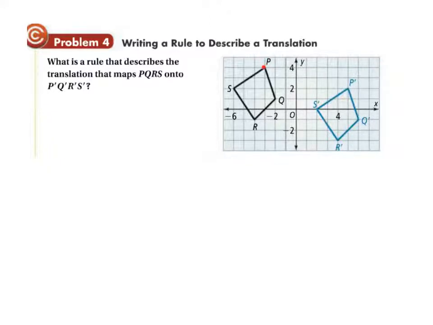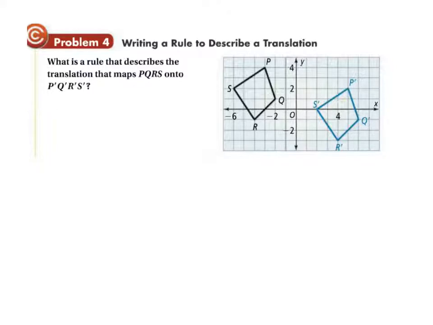I'm going to grab P. And it looks like P went 1, 2, 3, 4, 5, 6, 7, 8 units right, 1, 2 units down. Now I could check that with all of them, but they'll all do the exact same thing. 8 units right, 2 units down.